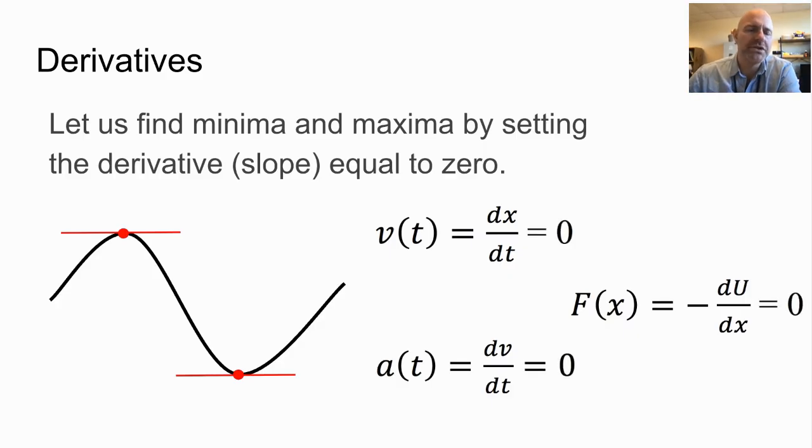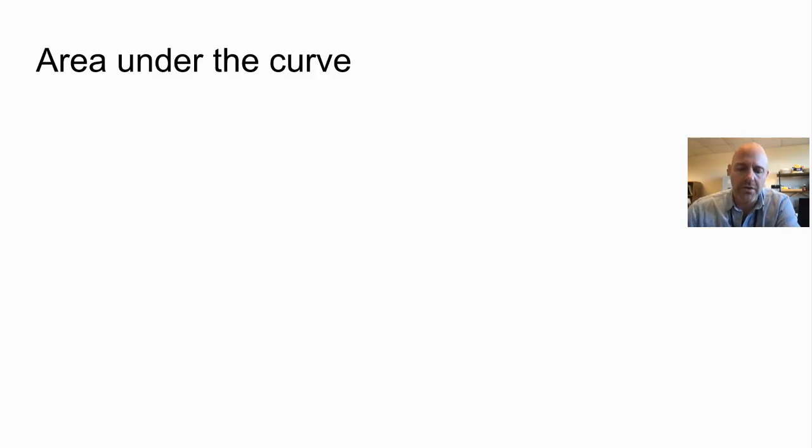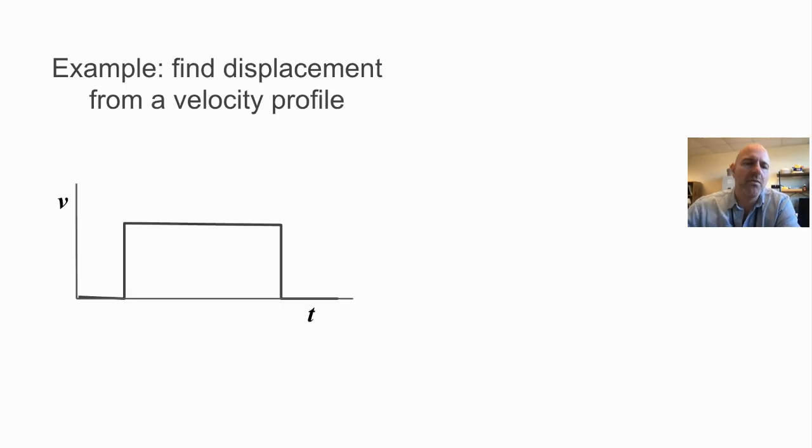When it comes to the next side of things, if you remember back to kinematics, other than finding the slope, we said we would often find the area under the curve. And the area under the curve is something we've done with displacement from a velocity time profile, something like this. We know that the velocity multiplied by the time gives us the change in position. And so that's the area under the curve of a velocity time graph.